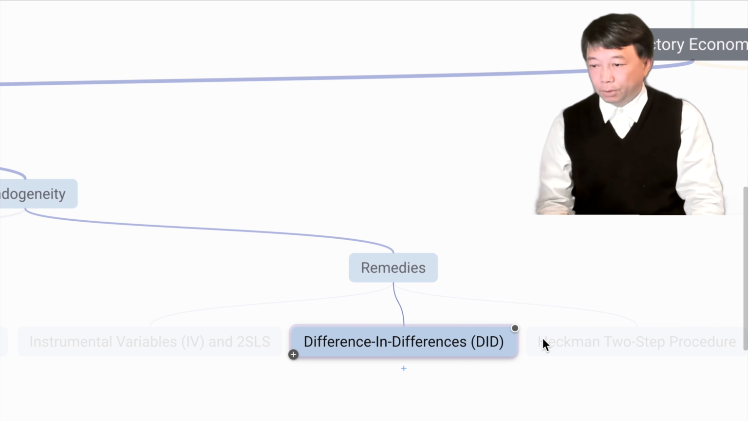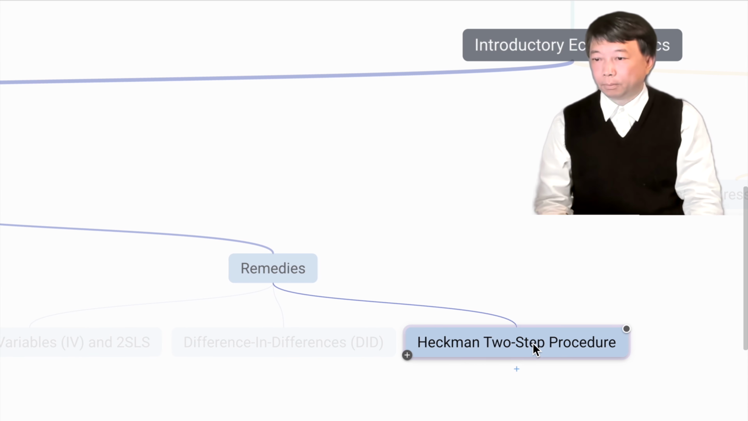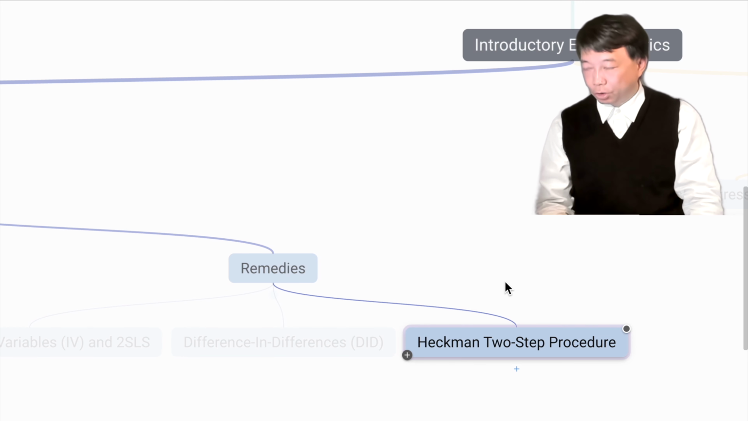Difference in differences. A technique for causal inference, controlling for unobserved factors. Heckman two-step procedure. Correct sample selection bias by performing a selection regression in the first step and then including the selection variable in the second step.